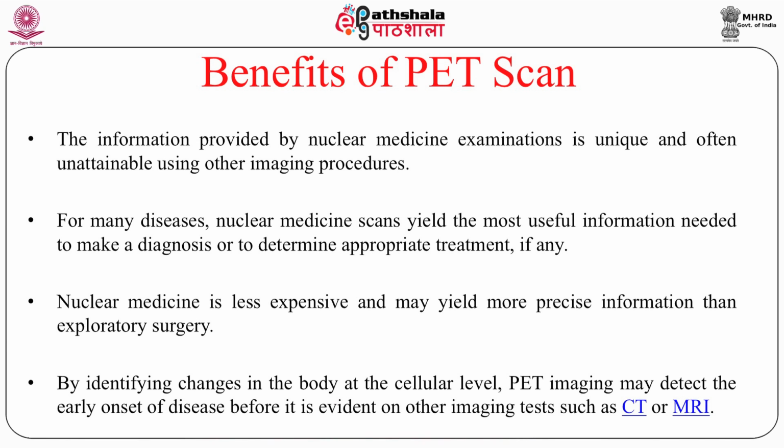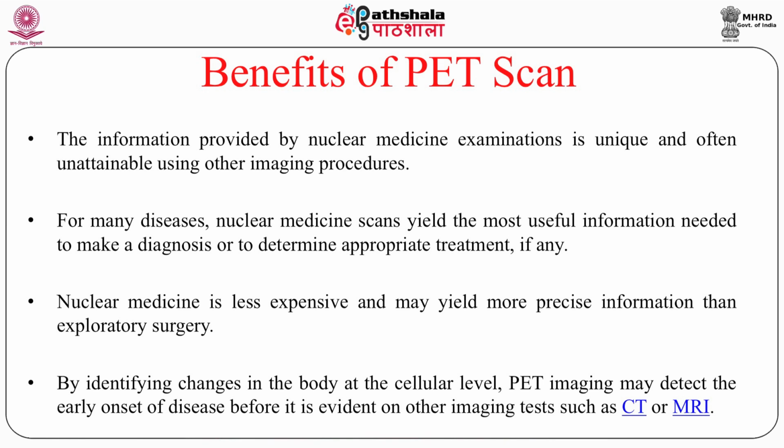Now we come to the benefits of PET scan. The information provided by a nuclear medicine examination is unique and often unattainable using other imaging procedures. That clearly shows the information you get from PET you may not get from any other examination. Functional MRIs have been tried. As far as anatomy is concerned, no doubt MRI and CT give a good anatomical picture, but when we talk about PET, there is no comparison. For many diseases, nuclear medicine scans yield the most useful information needed to make a diagnosis or to determine appropriate treatment, if any.